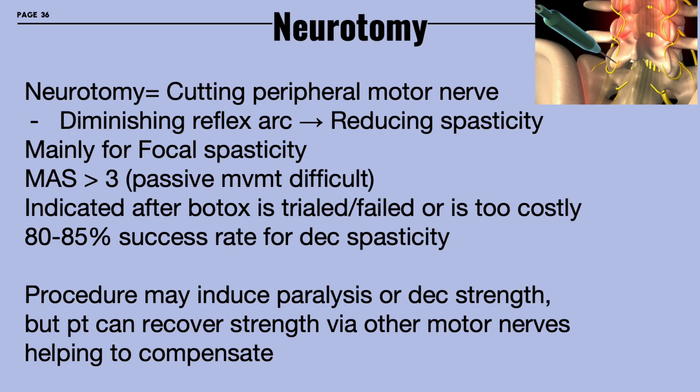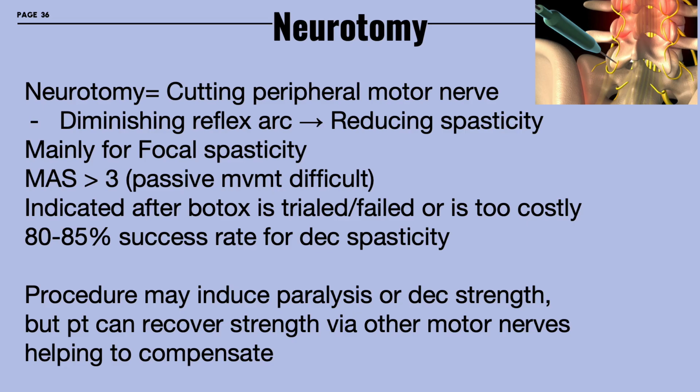So the next one we're going to go over is neurotomies. Neurotomies include cutting the peripheral motor nerve. So to review, the SDR surgery that we went over cuts the sensory nerve. The neurotomy cuts the peripheral motor nerve. This diminishes that reflex arc, reducing spasticity. And it's mainly used for focal spasticity. So just like a couple muscles, one or two in that area.